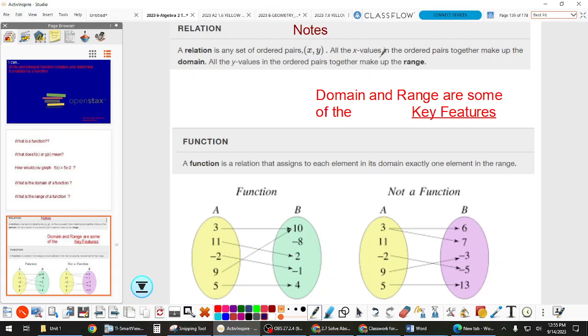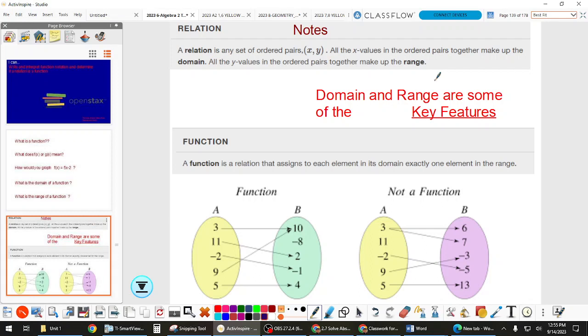John hit it right on the head. So all the x values are the domain, and all the y values are the range. And we're going to add some clarifying words to that when we define them. These two are part of what we call key features of a graph. So there will be 7 or 8 of these key features that I'll ask you to memorize and know. Domain and range are two of the main ones. Other ones would be like x-intercept, y-intercept, places where it's going up and down, positive, negative. Those are kind of the main ones.